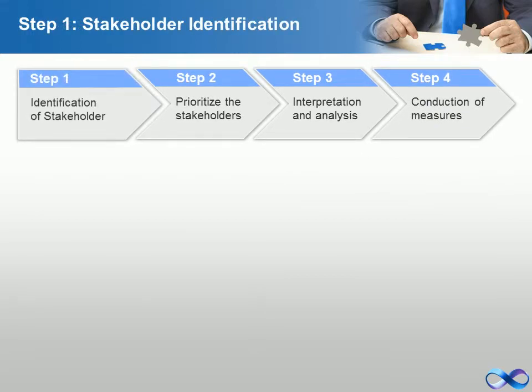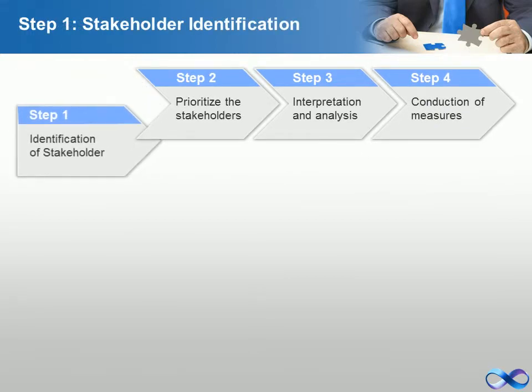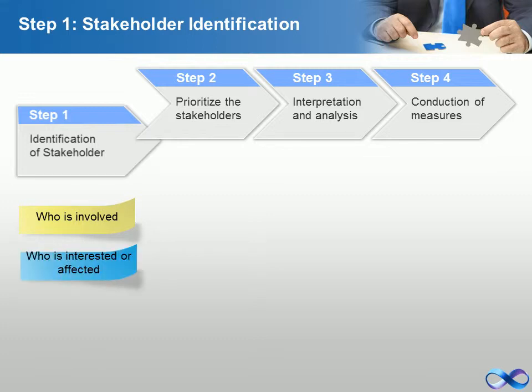Step 1. Identification of stakeholders. The first step is to identify all potential project stakeholders and relevant information, such as their roles, departments, interests, knowledge levels, expectations, and influence levels. This is done by answering the following. Who is involved in the project? Who is interested in this project or who is affected by it? Which processes can be influenced?